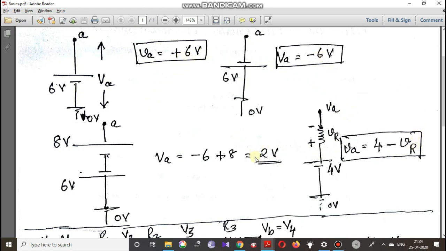These are some possible cases that can arise when writing a node voltage. Now let us go to a sample problem.